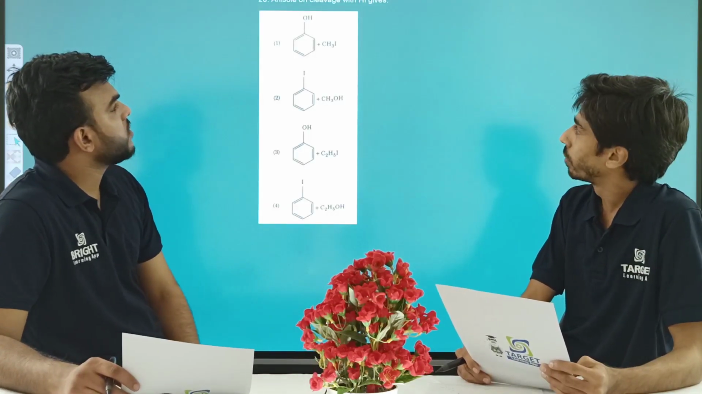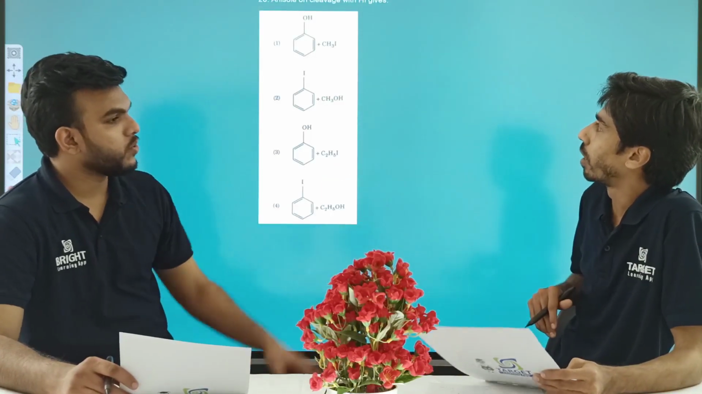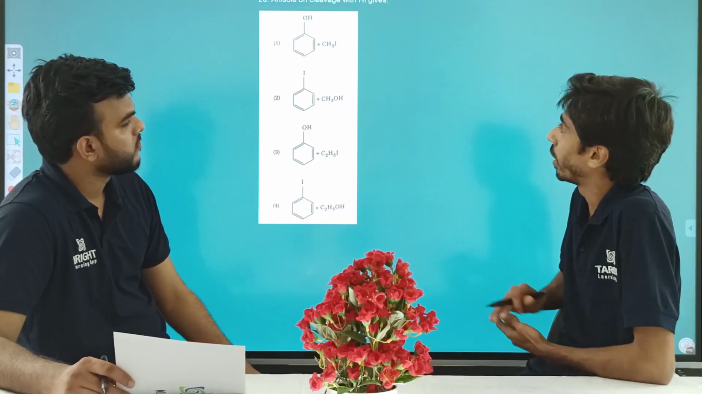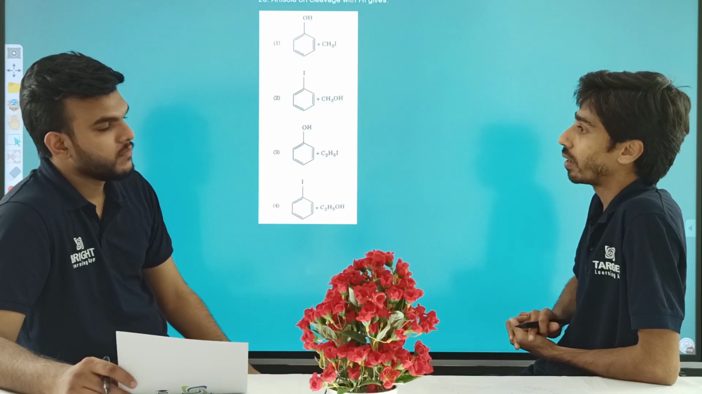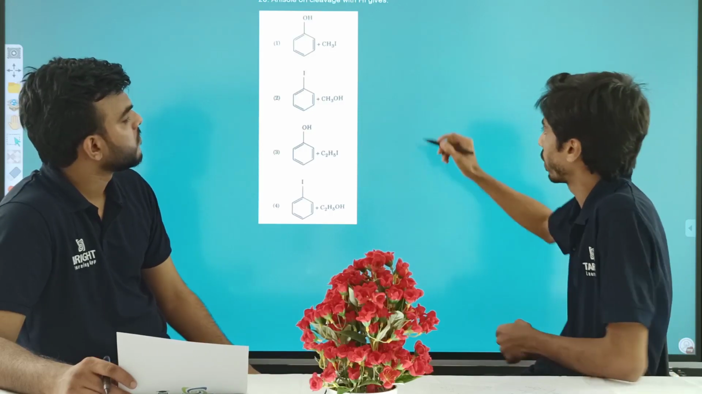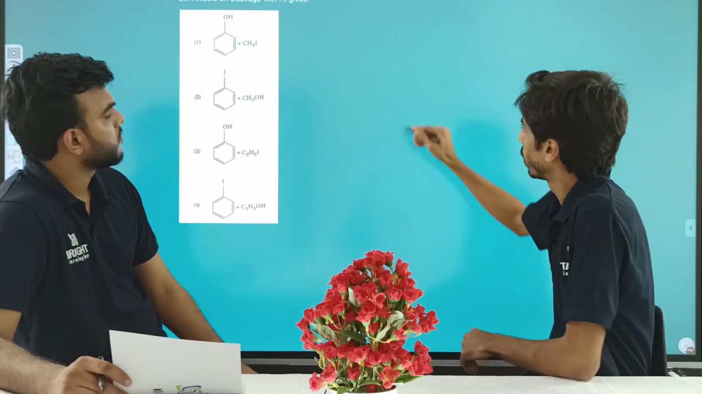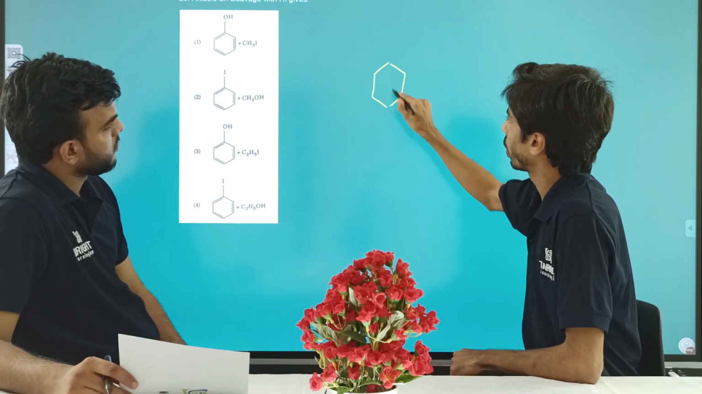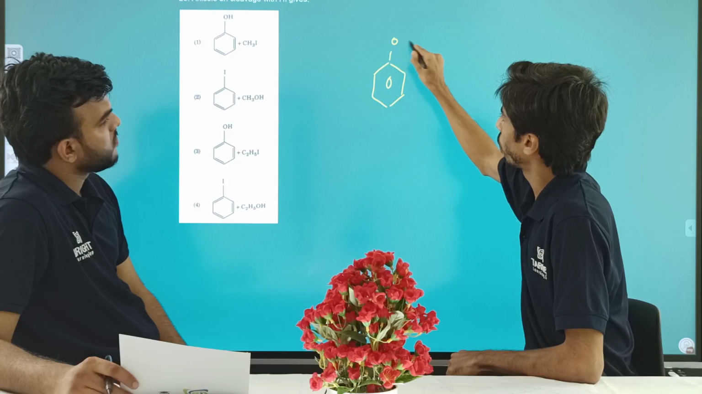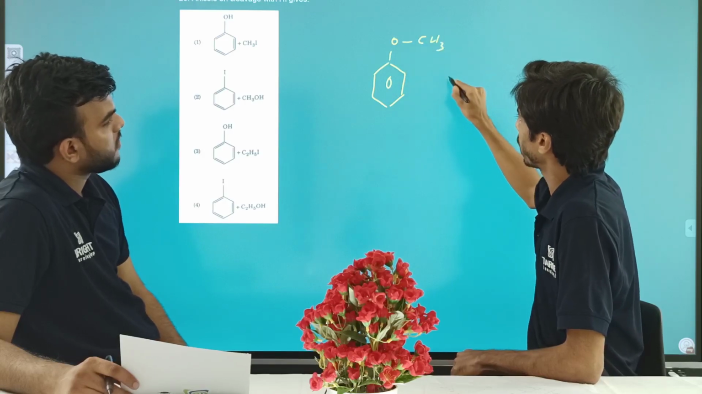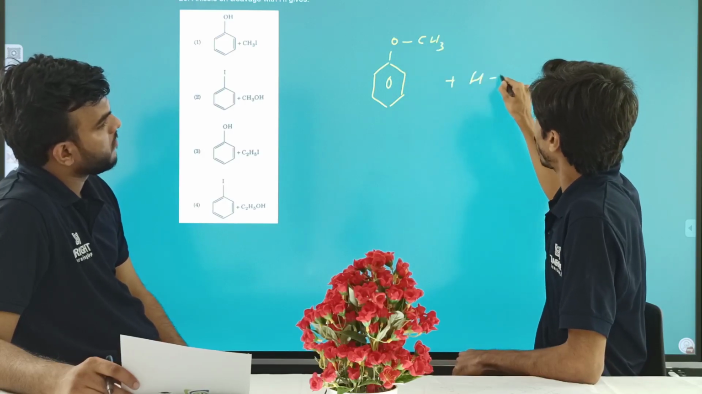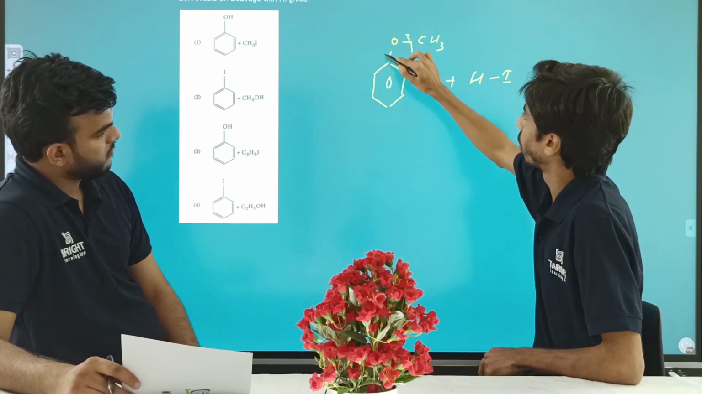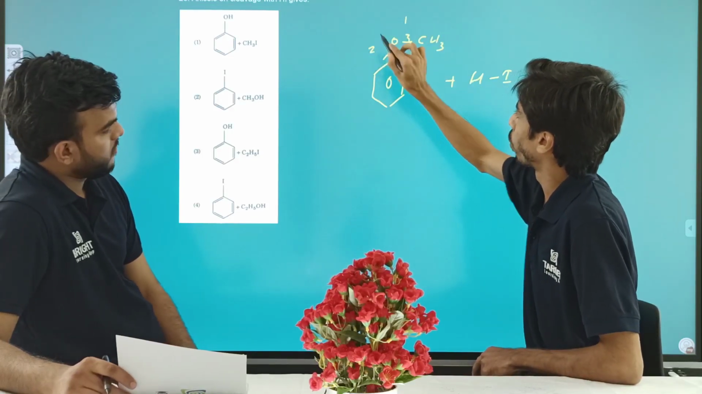In this question you are given anisole, so you can go through this one. Anisole on cleavage with hydrogen iodide. So it's a reaction between anisole, an ether, and hydrogen iodide. The reaction: C6H5OCH3 plus HI. Now the students have to decide whether this bond breaks or this one, bond one or two.